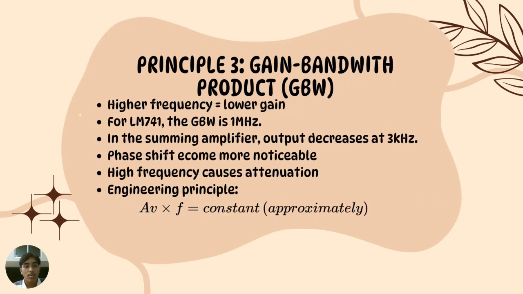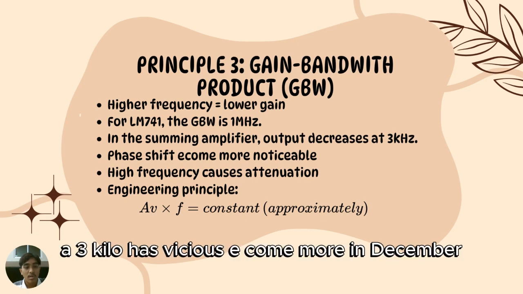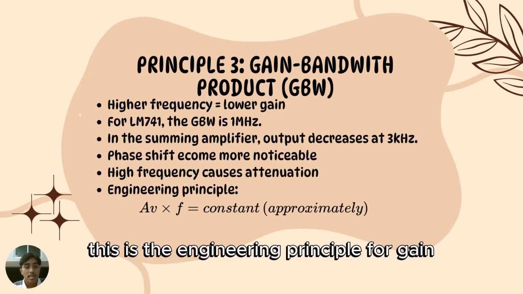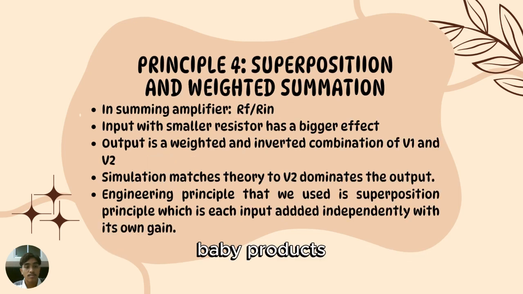Principle 3, gain bandwidth product or GBW. Higher frequency equals lower gain. For the LM741, the GBW is 1 MHz. In the summing amplifier, the output decreases at 3 kHz and attenuation becomes more noticeable. High frequency causes the attenuation. This is the engineering principle for gain bandwidth product.